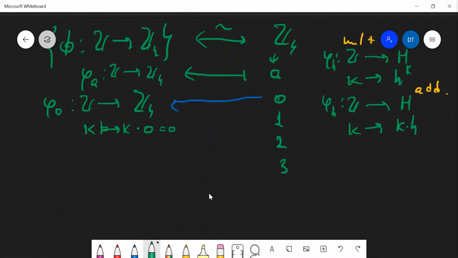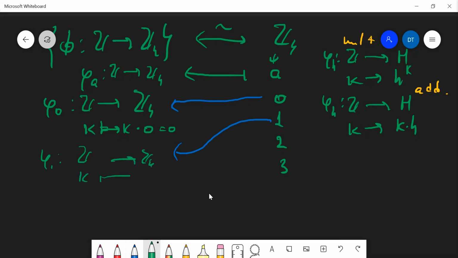So if you want to list all the homomorphisms from Z to Z4, you know that Z4 has 4 elements, so there are only 4 homomorphisms from Z to Z4, and let's write them down. So the first homomorphism, which corresponds to the 0 element, it takes k to k times 0, which is 0, so it takes each element to 0. So you see, mapping everything to the neutral element is always a homomorphism, and this one corresponds to the element 0 here.